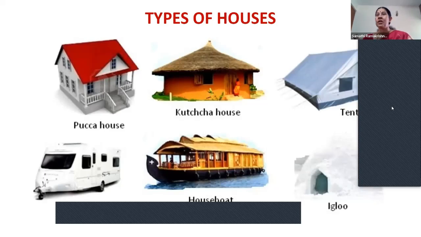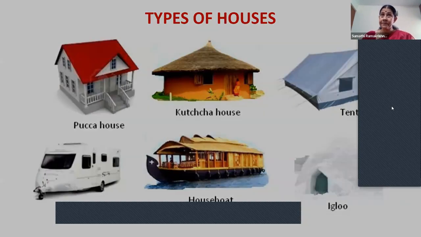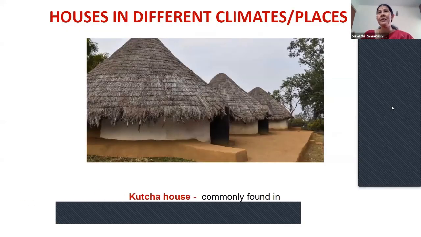Or the houses which are not strong. You can talk about tent, you can talk about caravan, houseboat, igloo. These are the basic types. You can even add bungalow or independent houses. Now, houses in different climates and places.